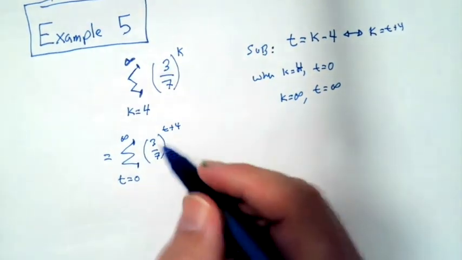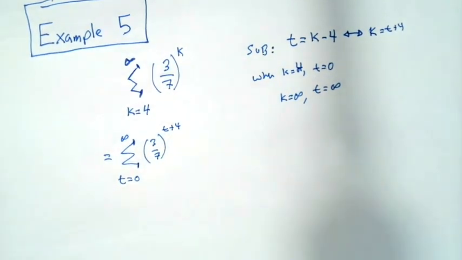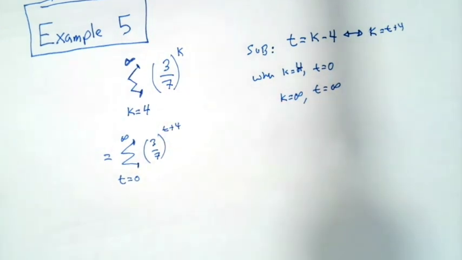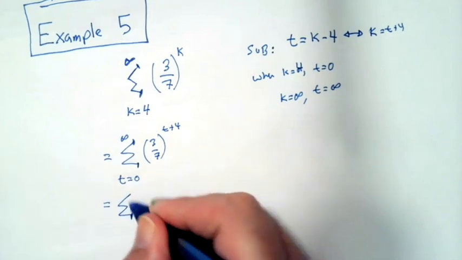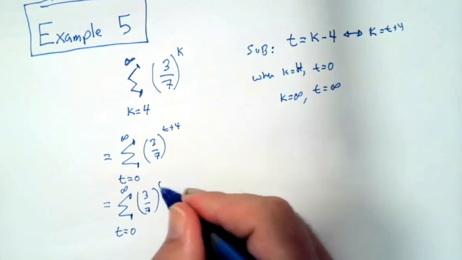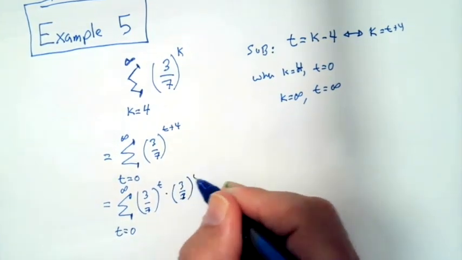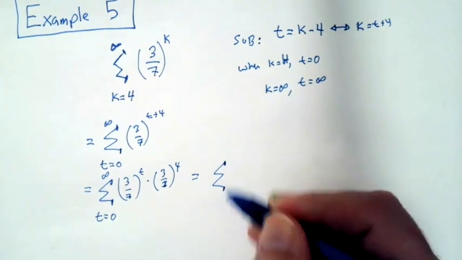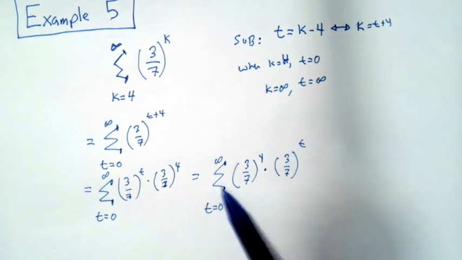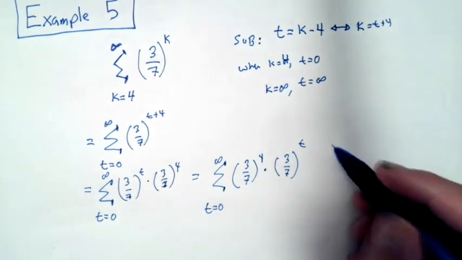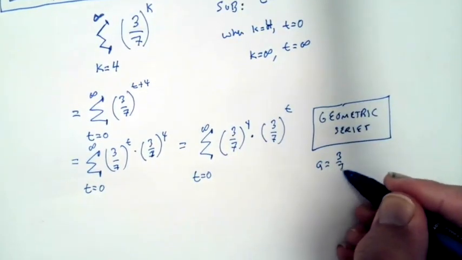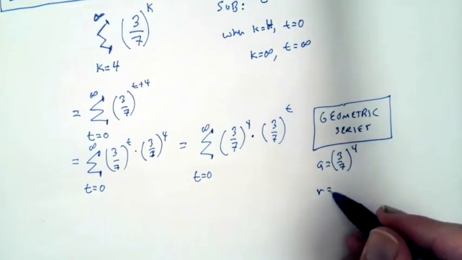And now I'm in a situation similar to the one I was in before. The exponents don't match, but I can work around that using algebra. So this would be equal to the sum from t equals 0 to infinity of 3/7 to the t times 3/7 to the 4th. I'm just going to rewrite this so it looks more like the form that we were used to. And looking at this, I say, wait a minute, this is a geometric series with a equals 3/7 raised to the 4th, and r is equal to 3/7.